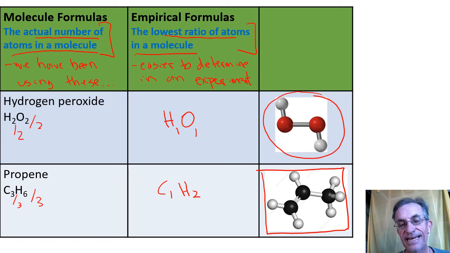So that way of writing the formula where you simplify it is called the empirical formula. Basically, for every one carbon, there are two hydrogens. There's twice as many hydrogens. All right, let's do a couple more. So let's flip the page here.